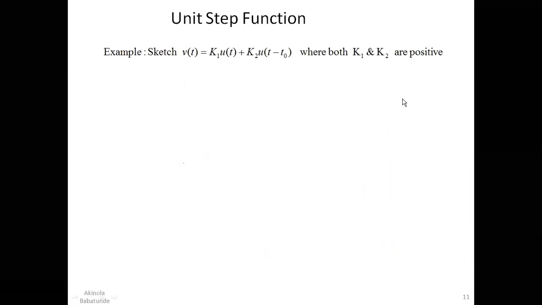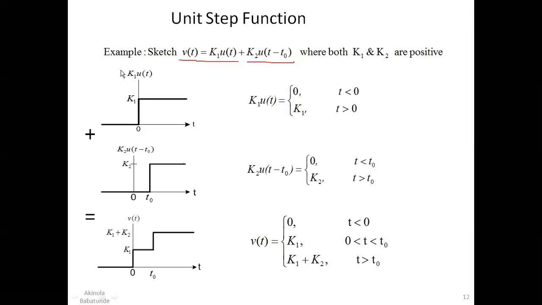So here is a simple analysis. Sketch v of t equal to k1 u of t plus k2 u of t minus t naught, where both k1 and k2 are positive. So when you have these, what do you have? Our usual k1 u of t, we know what this means because k1 represents just a constant. When you have u of t, this is what it means. k1 could be anything. It could be 1, 2, 3, 4, 5. It's just a constant.